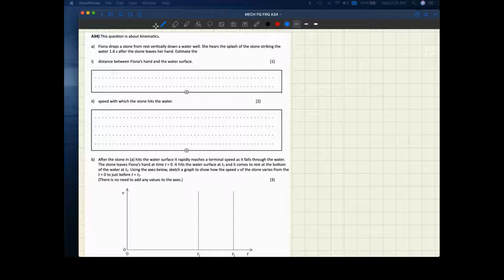For this question, it's a free fall. We've got a stone dropped from rest. That means v0 equals 0, down a water well. So she drops the stone like this and it's going to free fall. She hears a splash after 1.6 seconds. We want to know the distance from where it's dropped to the water.